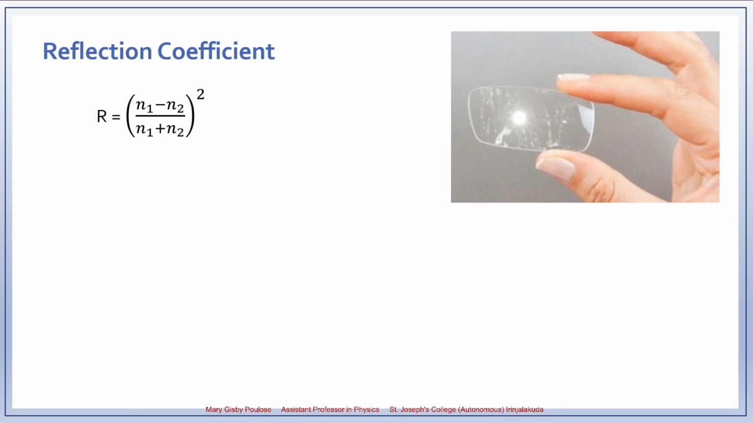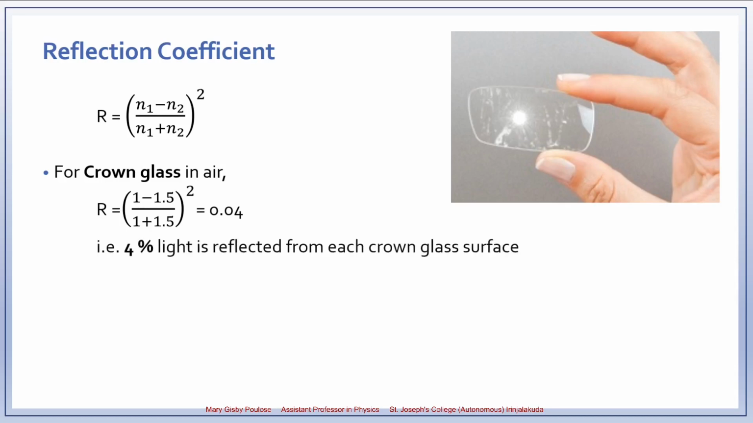Now, let us take a comparison here. For crown glass in air, the reflection coefficient is given as N1 is 1 and N2 is the refractive index of crown glass, 1.5. Thus, capital R is calculated to be, you can do the calculations, you will get 0.04, that is 4%. Hence, 4% light is reflected from each crown glass surface.